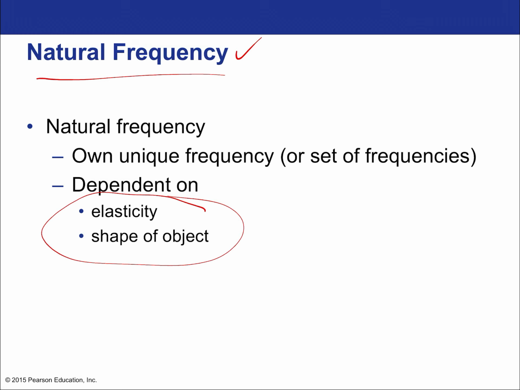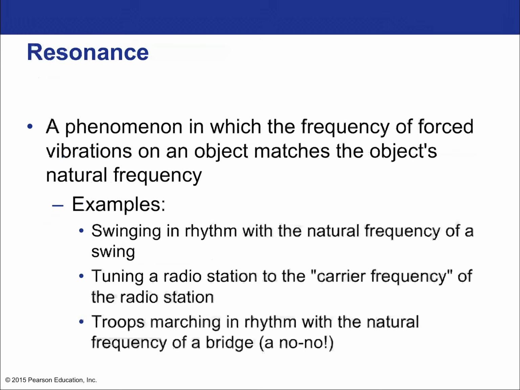So then if you think about it, if the forced frequency matches the natural frequency, then you get something called resonance. All right, because now you're putting in just the right amount of energy in the right form in order to get the maximum amplitude vibration. Okay, so resonance is a phenomenon in which the frequency of forced vibrations on an object matches the object's natural frequency.